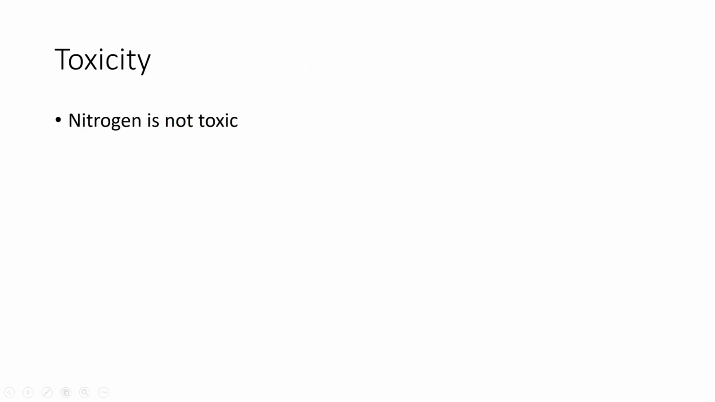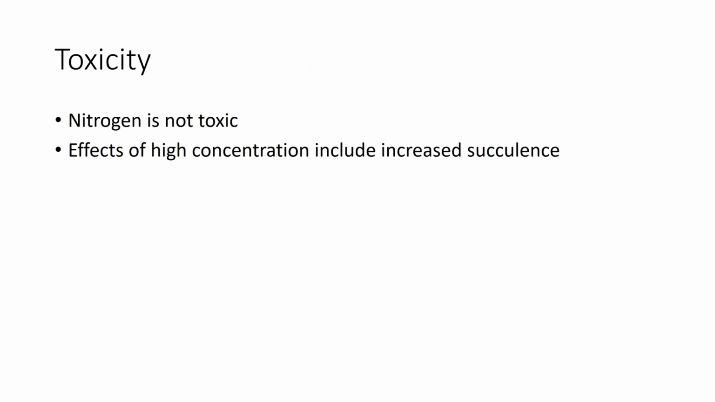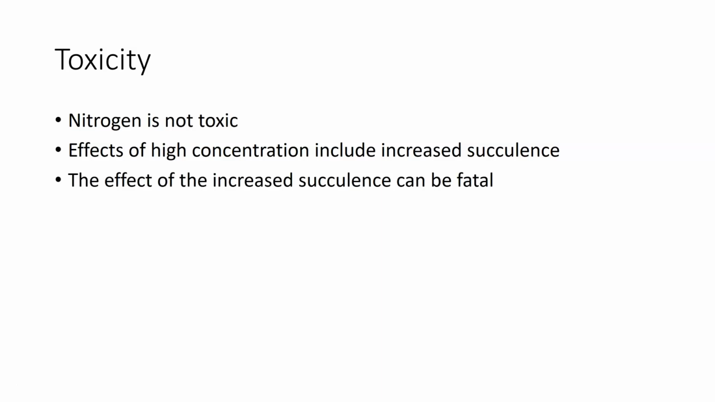Toxicity. Nitrogen itself is non-toxic. Ammonium? That's a different story. If you have too much of it, the effects of high concentration include increased succulence, which causes the plant to grow too much. That in itself could be problematic for the plant. The increase of succulence can be fatal, so you have to watch out for too much nitrogen in the plant. Too much growth is not good. It's going to produce succulent tissues, and succulent tissues can be easily damaged.